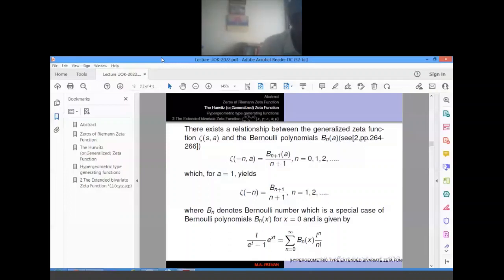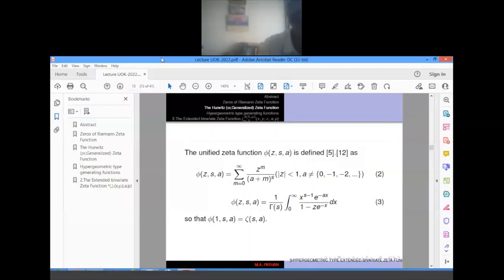Now the unified zeta function Phi(z, s, a) is defined in the following way. This is again an infinite series. The numerator is z to the power n, and the denominator is (a plus n) to the power s, with the condition that the absolute value of z is less than 1 and a should not be equal to 0, minus 1, minus 2. And this can also be represented in terms of an integral. This integral representation is again very important, because by changing this integral in a number of ways, you can find various integrals involving the unified zeta function. And in the special case where you substitute z equal to 1, you will get zeta(s, a) from this unified zeta function.